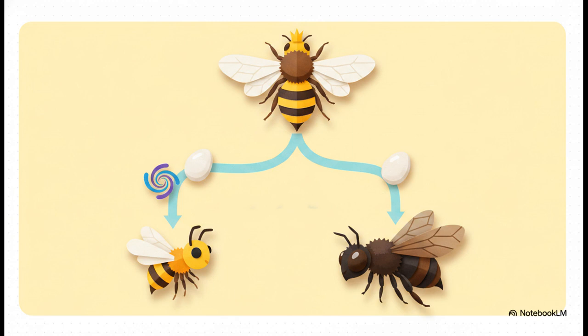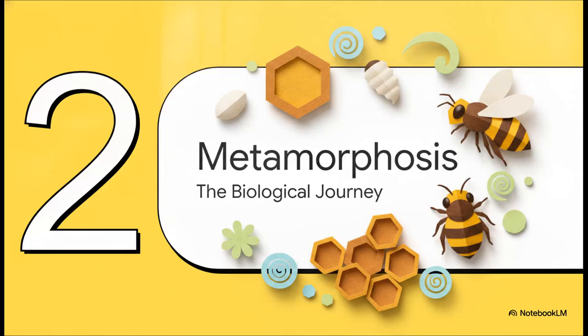If she chooses to release sperm and fertilize it, that diploid genetic code develops into a female, so a worker or a queen. But if she leaves it unfertilized, that haploid egg, which carries exactly 50% of her unique genes, is destined to become a male drone. Pretty wild, right? Moving right along to Section 2, Metamorphosis, Egg to Adult, the biological journey.